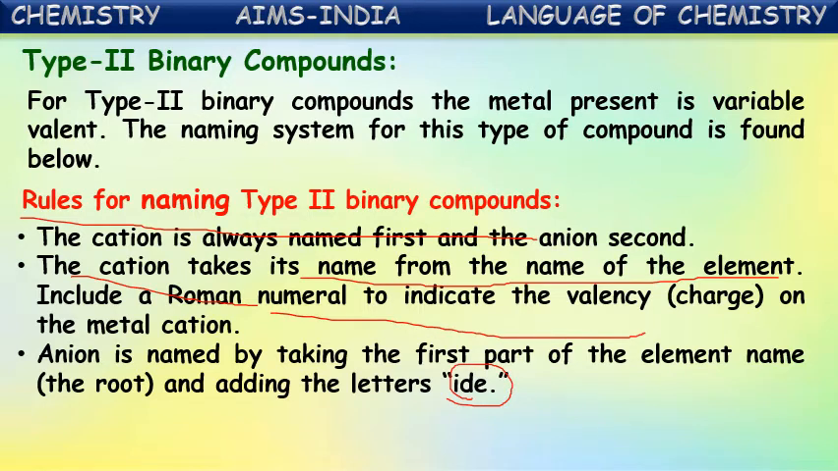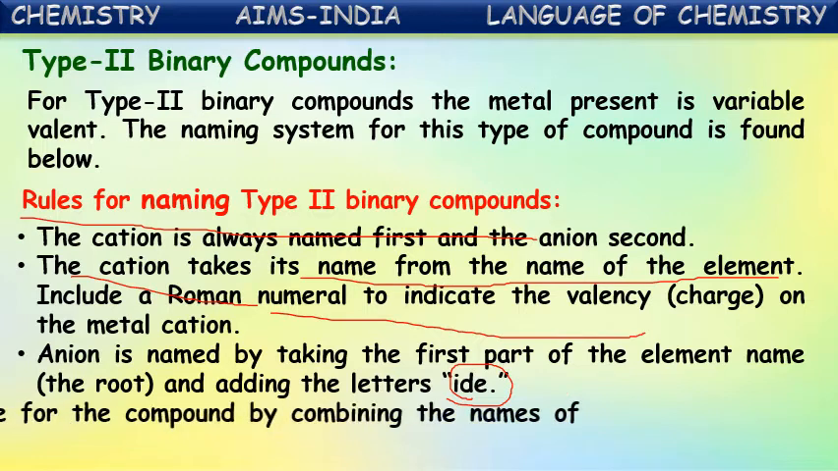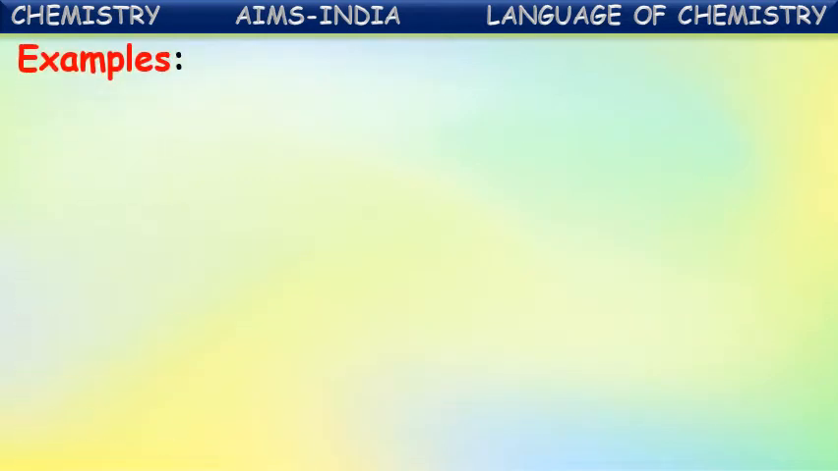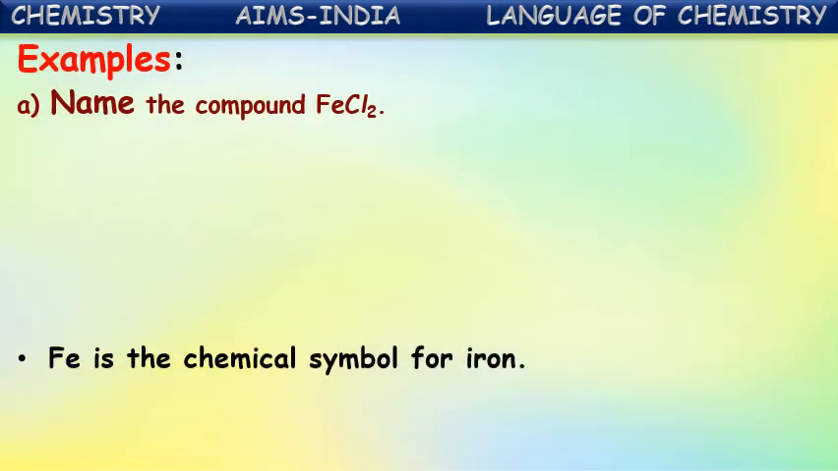What is the difference between type 1 and type 2? Type 1 has only one valency, so we are writing directly. Whereas in type 2, the cation shows two types of valencies. That's why, after writing the cation's name, in brackets with Roman numerals we are writing its valency. That is the difference between type 1 and type 2. The remaining is the same. Write the name of the compound combining the names of the cation and anion. See the example, then you will understand very clearly.